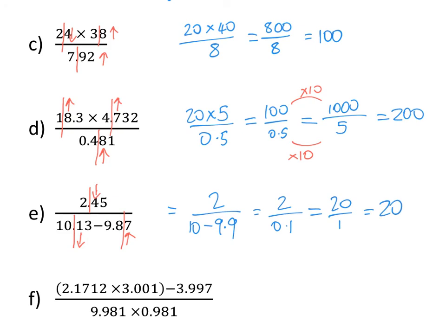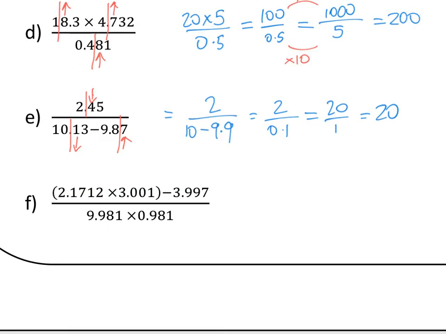And then example F. So we'll look to round each number to one significant figure first of all. So we'll look between the 2 and the 1, and that means we'll round down. The 3 and the 0, again that'll mean round down. 3 and the 9 means we'll round up. 9.9, so the second 9 means we'll round up. The 9 is the first significant figure in 0.981. So we're going to look between the 9 and the 8, which means we'll round up.